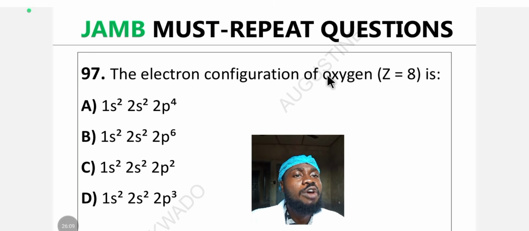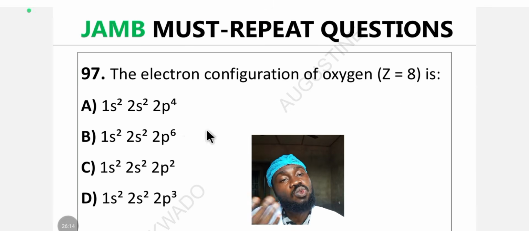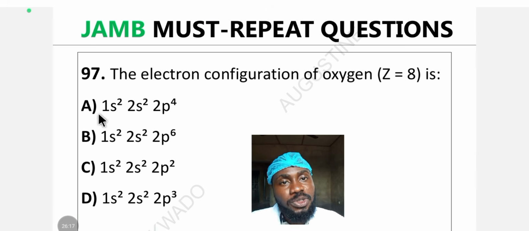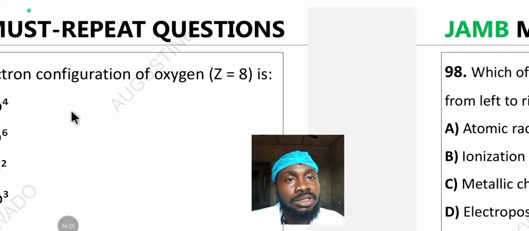Question 97. The electron configuration of oxygen, Z equal to 8, that's atomic number equal to 8, is what? A. That's the option. B. That's the option. C. That's the option. D. That's the option. What's the answer? Drop the answer in the comment section.